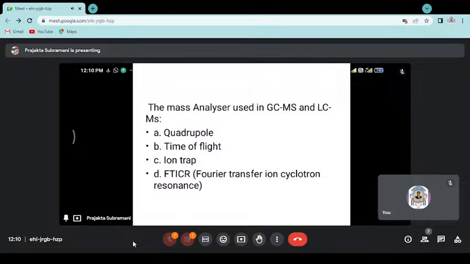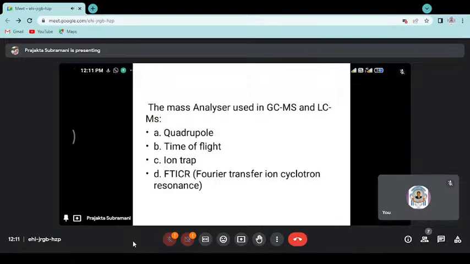So the different mass analyzers used in GCMS and LCMS are the quadrupole mass analyzer, time of flight mass analyzer, ion trap mass analyzer, and Fourier transform ion cyclotron resonance analyzer. Of these, the mostly used analyzers in hyphenated techniques are the quadrupole mass analyzer as well as the time of flight mass analyzer. The quadrupole mass analyzer is the commonly used mass analyzer.